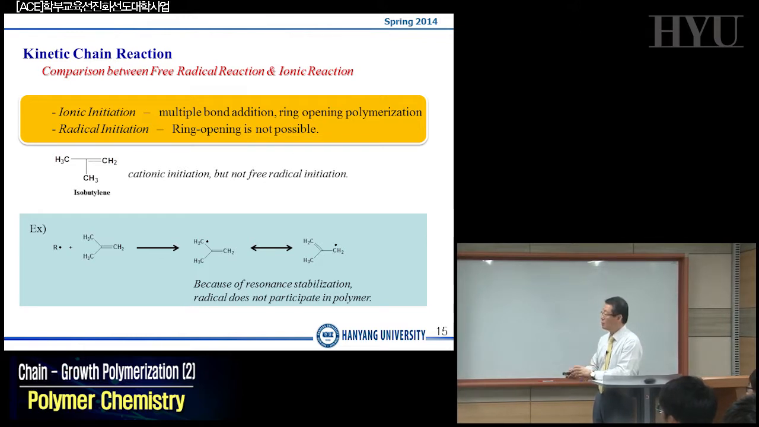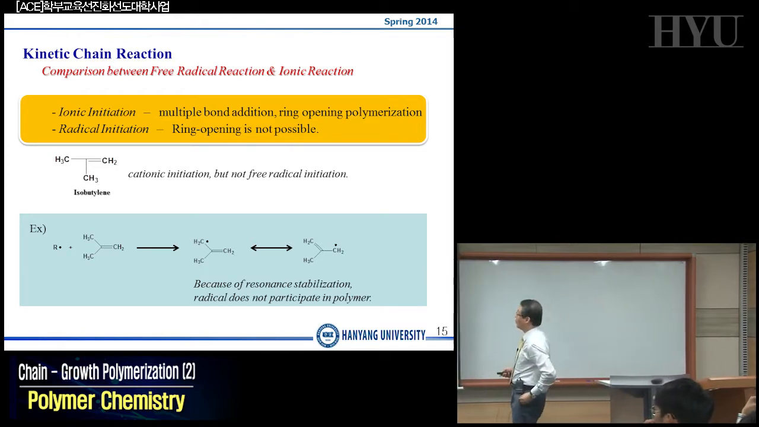So with radical initiation, although you have the right initiator, the type of monomer will determine the polymerization reactions. In the case of isobutylene, you never see radical polymerization, but instead you have ionic polymerization reactions, later in chapter 10. So the type of monomer is very important.